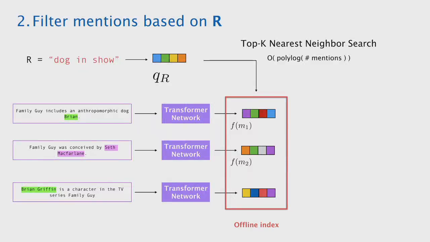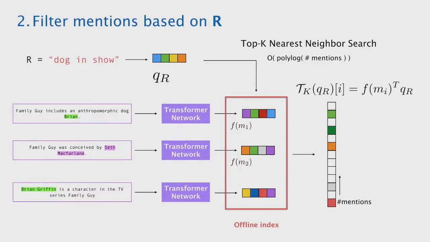So here I'm going to compare my query vector to a pre-computed offline index and select the top k mentions which have the highest inner product score with my query. And the result of this operation is going to be another sparse vector, again the size of the number of mentions in my corpus, because that's what I populated in my index. And now it will have exactly k non-zero elements, where k is the parameter, the top mentions matching the relation based on inner product.